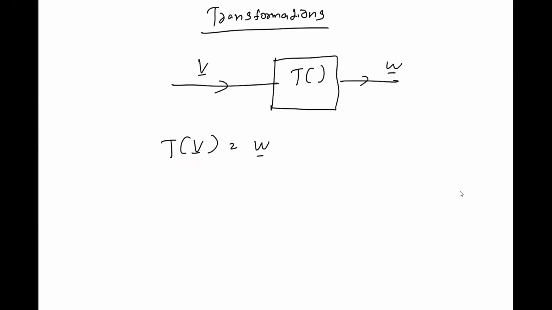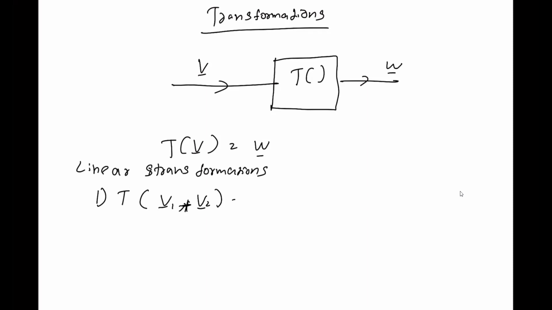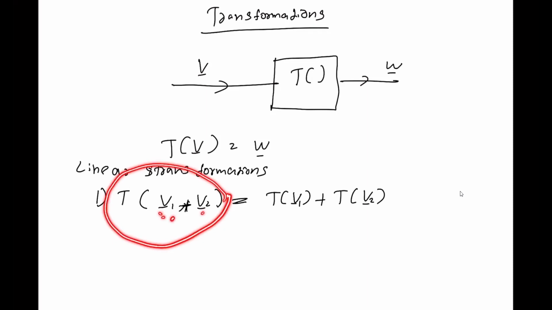In this, you have something called linear transformations. In linear transformations, you should satisfy the following conditions. Number one, if you have V1 and V2 vectors, if you take the addition and then the transformation, this should be equivalent to the addition of the transformations of those two vectors. It means the transformation of the summation of V1 and V2 should be equivalent to the summation of the individual transformations of V1 and V2.